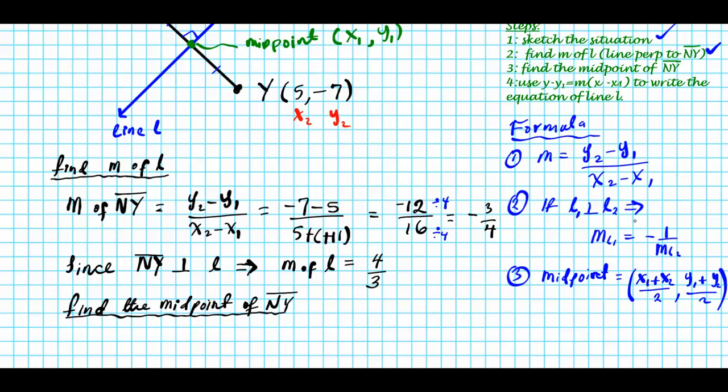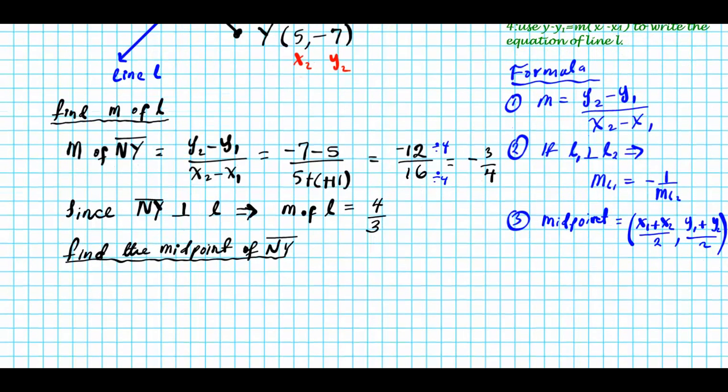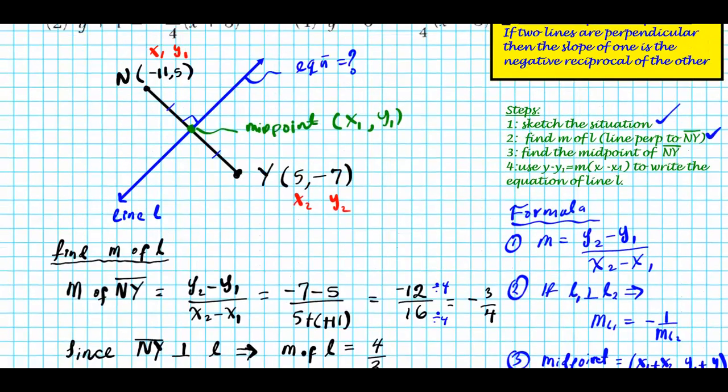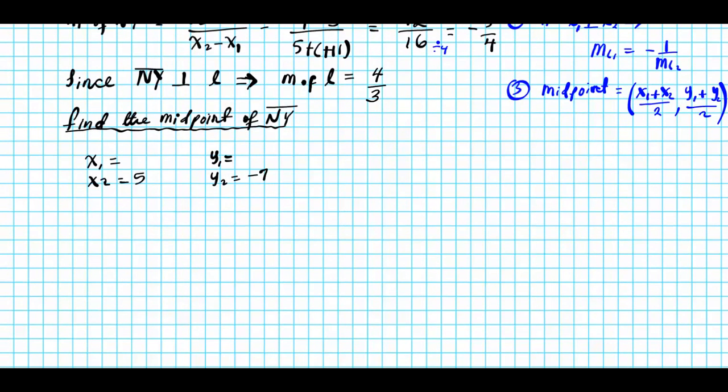Alright, so for the midpoint, we have x1, x2, y1, y2. I would like to be careful here because I don't want to confuse my coordinates. So y2 is negative 7, x2 is 5, x1, y1, what is it? x1 is negative 11 and 5. Okay, negative 11 and 5. Okay, so we're good to go. Let's go ahead and find the midpoint of segment NY.